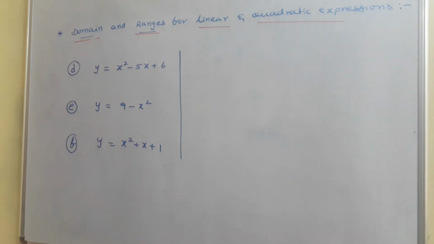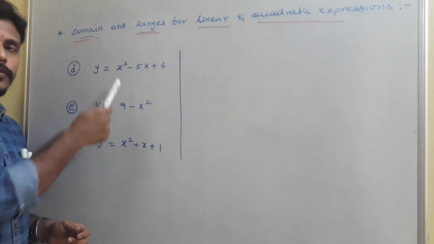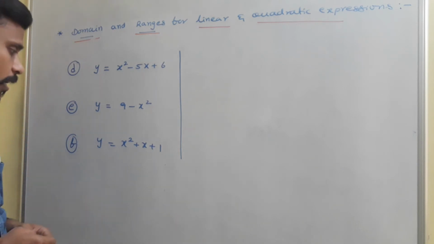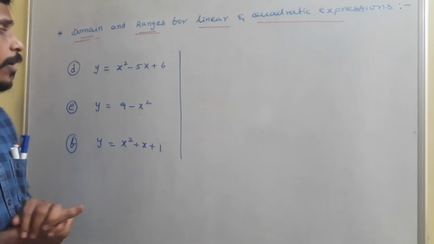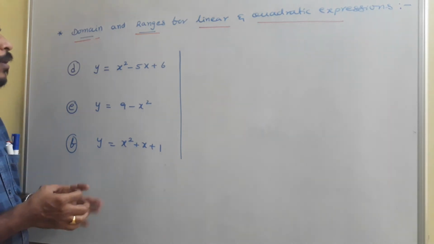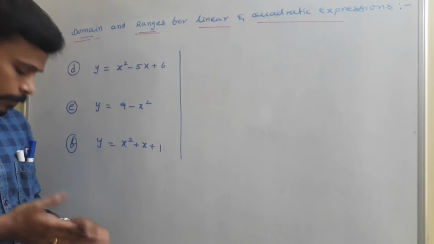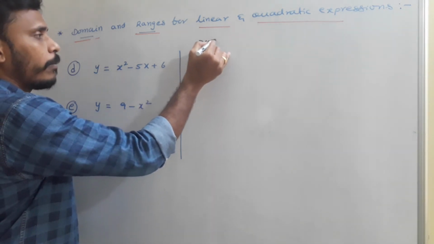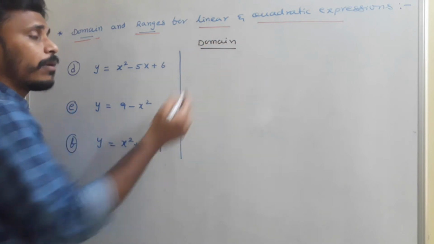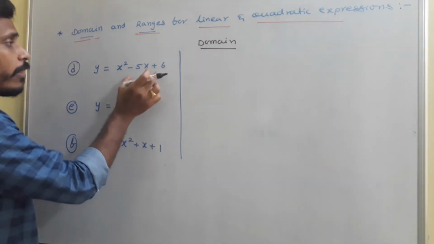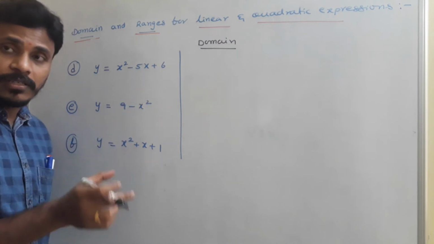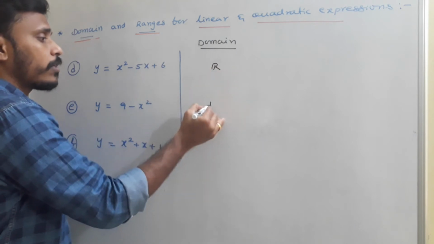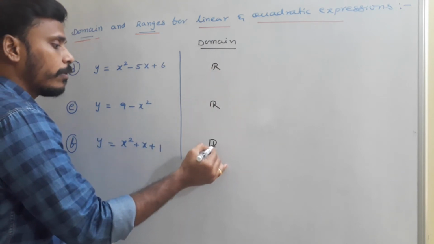So now, domain and range for the quadratic expressions. See, these are the quadratic expressions, and what to say about the domain and range for them? Simply observe this. Y is equal to x square minus 5x plus 6. The domain for all these functions is simply all the real numbers. You just take any number in the place of x, no problem. The value of x square minus 5x plus 6 exists, which means y will exist. So the domains of all these problems are simply all the real numbers.